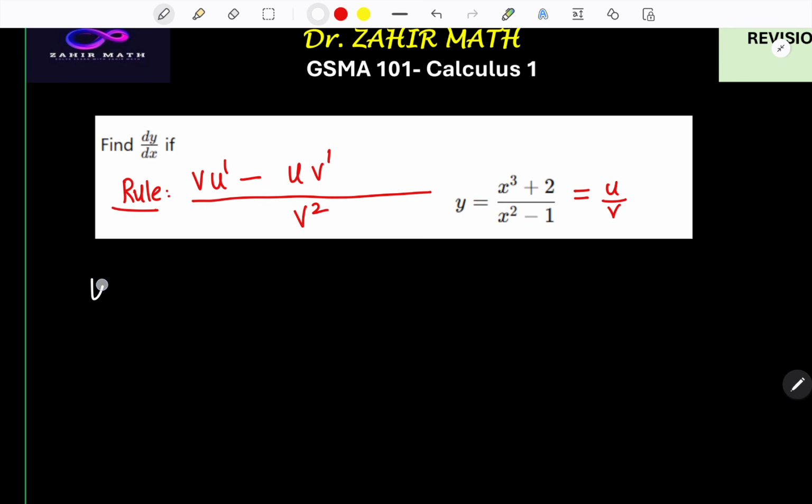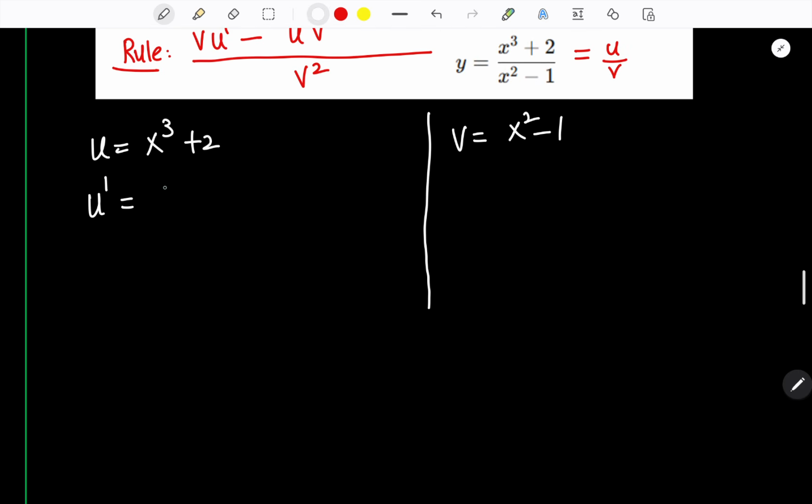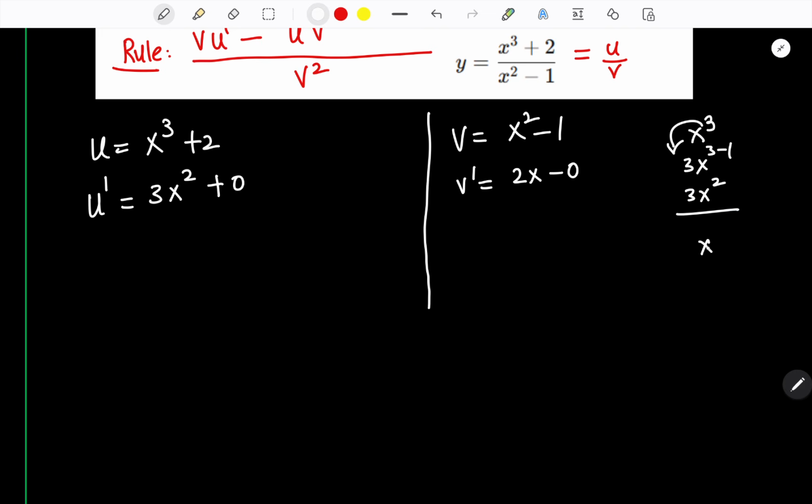So let's start. u is equal to x cube plus 2. v is equal to x square minus 1. Now u dash is 3x power 2 plus 0, and v dash is 2x minus 0. How? x cube, take this 3, 3x, 3 minus 1, which is 3x square. x square, take this 2 here, 2x, 2 minus 1, so 2x. So u dash and v dash are ready, right?